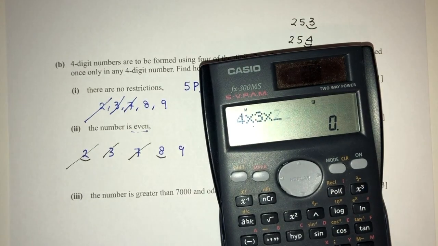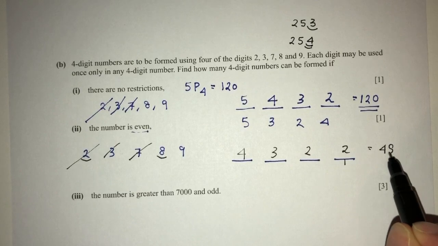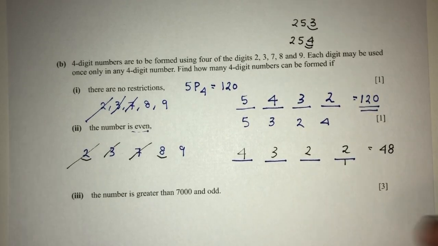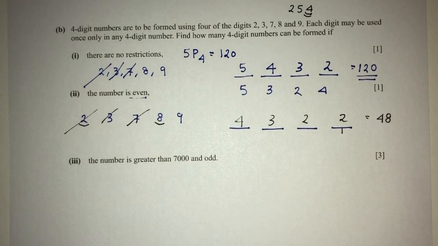So 4 times 3 times 2 times 2, that will be 48. So 48 will be your answer for part 2. Okay. Now for part 3, the number is more than 7,000 and odd. As you can see here, we have to satisfy 2 conditions. It has to be more than 7,000 and it has to be odd.